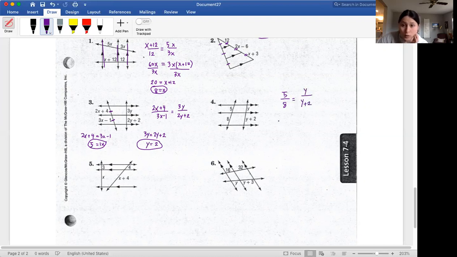Looking over here, 5 over 8 equals y over y plus 2. So cross multiply, 5y plus 10 equals 8y. Subtract 5y on both sides, that's 3y. And 10 divided by 3 is 3.3 repeating, 3 and 1/3, so 3.3 repeating.